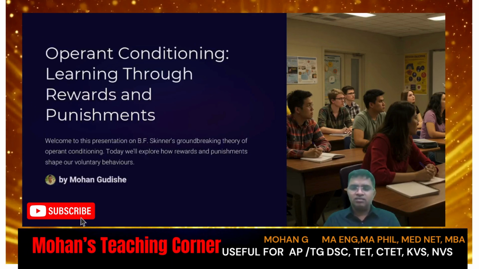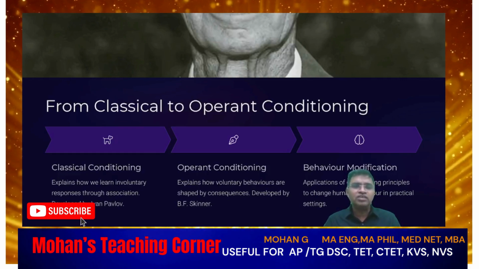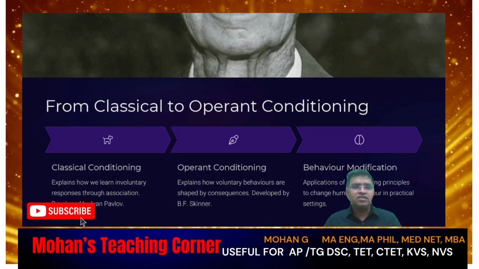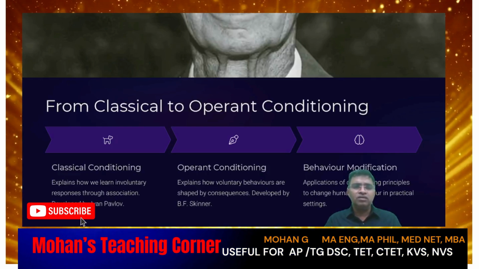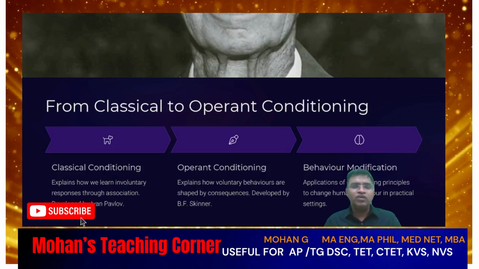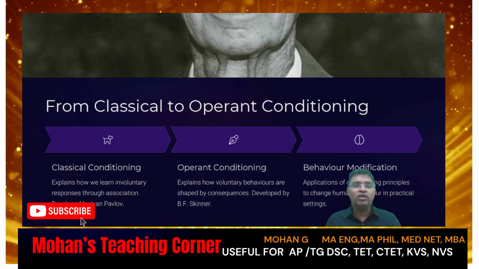Today we are going to discuss operant conditioning, which is proposed by B.F. Skinner. It is part of your learning theories. Let us start. It is a transition from classical to operant conditioning. We already discussed classical conditioning, which is given by Ivan Pavlov, in which the learning happens involuntarily.